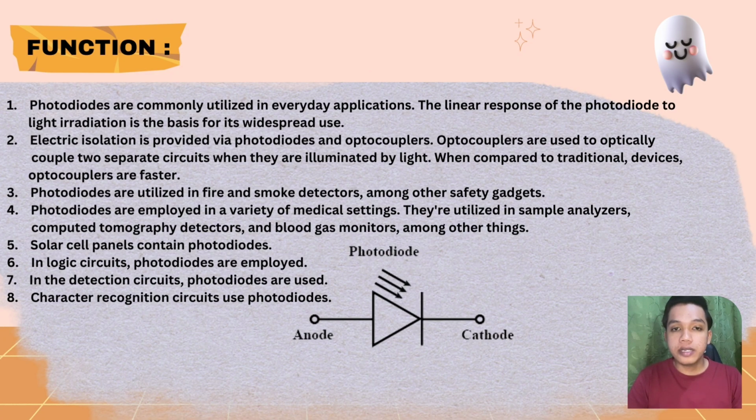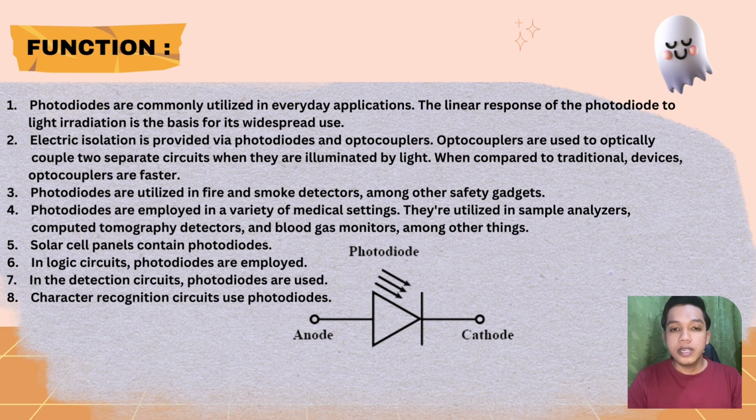First, photodiodes are commonly utilized in everyday applications. The linear response of the photodiode to light radiation is the basis for its use. Second, electric insulation is provided via photodiodes and optocouplers. Optocouplers use optical coupling to separate circuits when they are illuminated by light. Compared to traditional devices, optocouplers are faster.